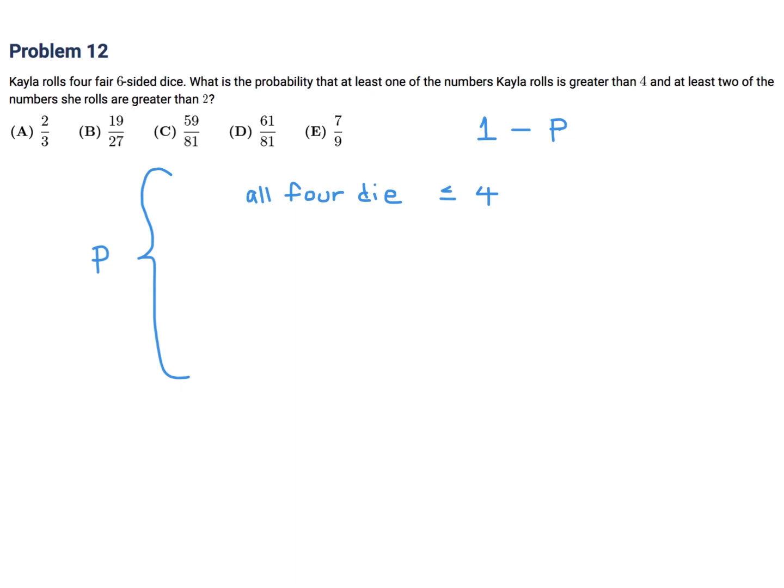And that we can figure out as follows. If they're all less than 4, then each die has 1, 2, 3, 4, 5, 6 as the faces, right? So if all of them are less than or equal to 4, they've got to be those 4 numbers. So there's a 4 out of 6 chance that one die is less than 4. So for all 4 to be less than 4, it's 4 out of 6 to the power of 4. And we crunch out these numbers and put it in lowest terms at 16 over 81. So that's part 1.